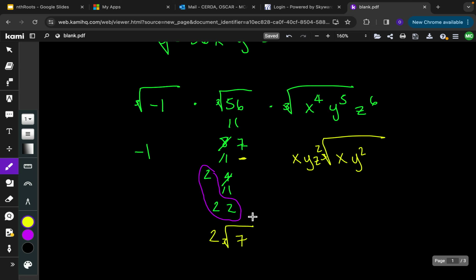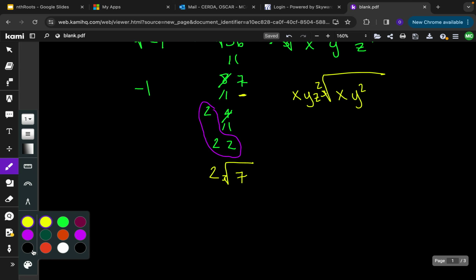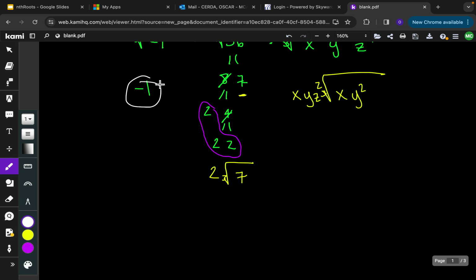Now, my final step, I need to combine, let me go into a different color. Let's go into white. I need to combine this one and this one. All of it needs to get combined. Remember that. Whatever's outside of the square root stays outside, or in this case, the cubic root stays outside. Whatever's inside stays inside. This is just a negative 1, so all that means is that negative 1 times 2 on the outside is negative 2. So our final answer here is going to start with negative 2.